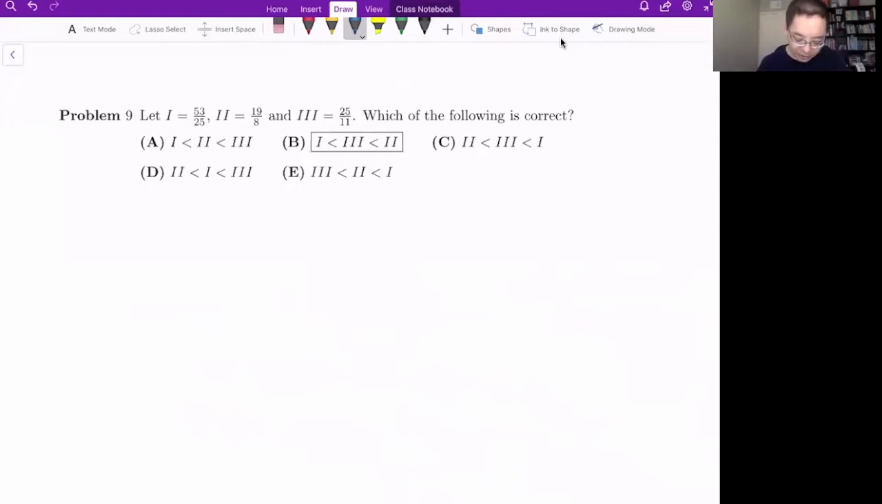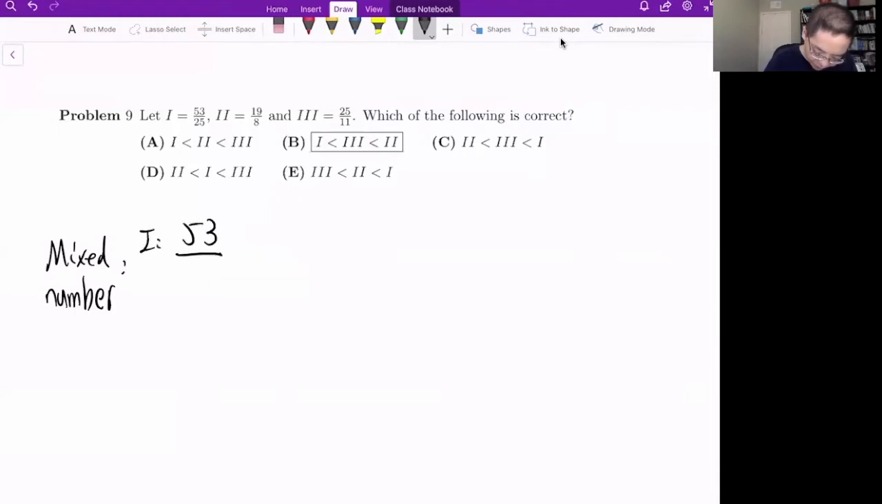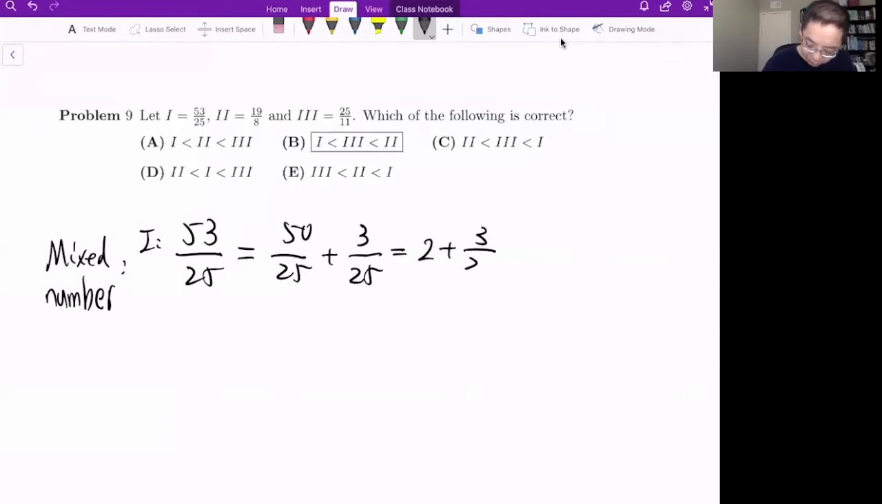Okay, so the most convenient way to solve this specific one is to transfer these fractions into mixed numbers. That means we're going to write each fraction as an integer part and a proper fraction part, right? So first look at the 1. That's 53 over 25, right? So this can be written as 50 over 25 plus 3 over 25, which is just 2 plus 3 over 25. Or if you write it as a mixed number, it's 2 and 3 over 25.